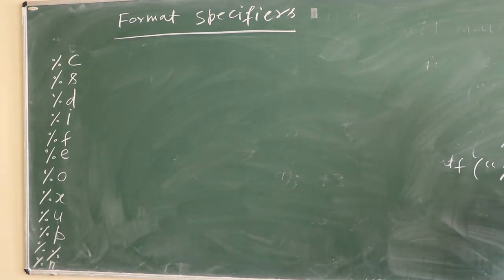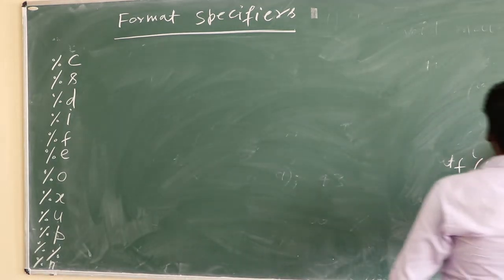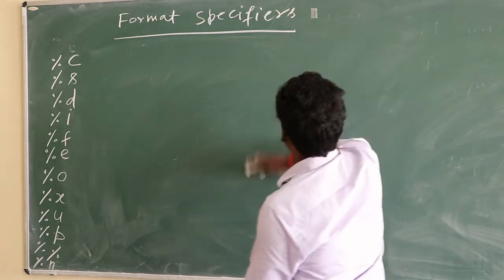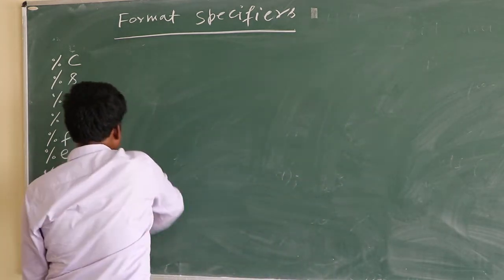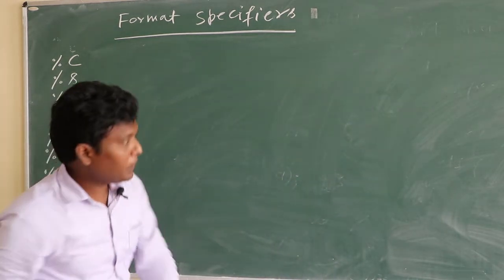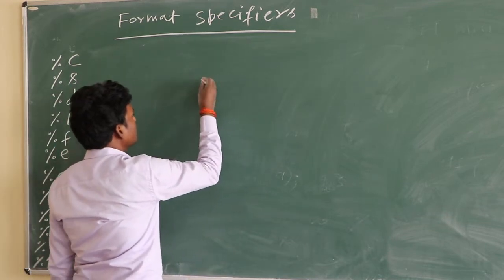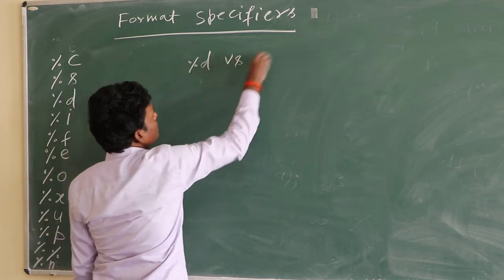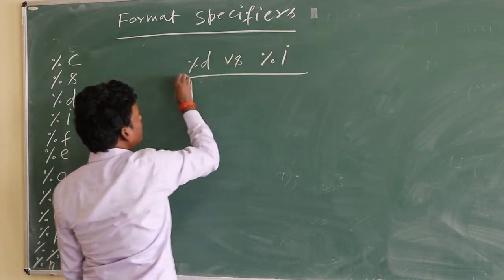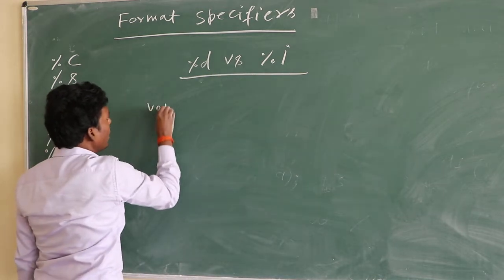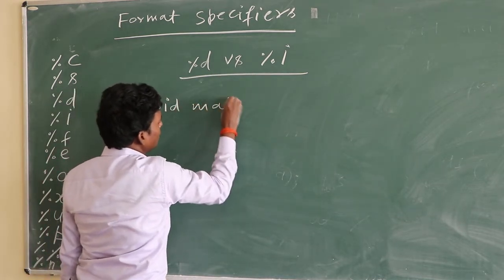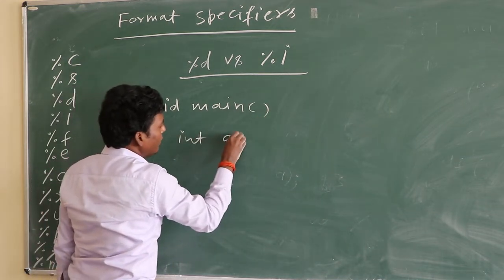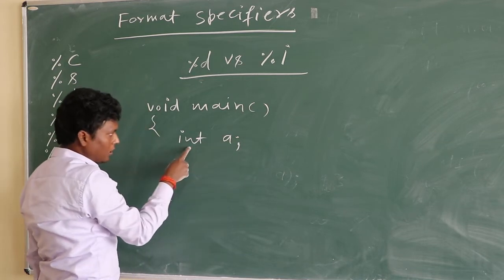There are some more questions on format specifiers, especially for %d and %i. What is the difference between %d and %i? %d versus %i. An example is void main, here int a, where a is a variable and int is a data type.